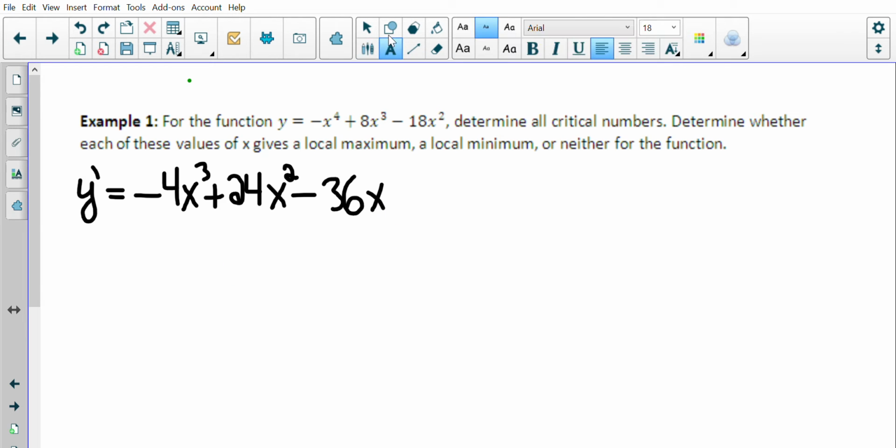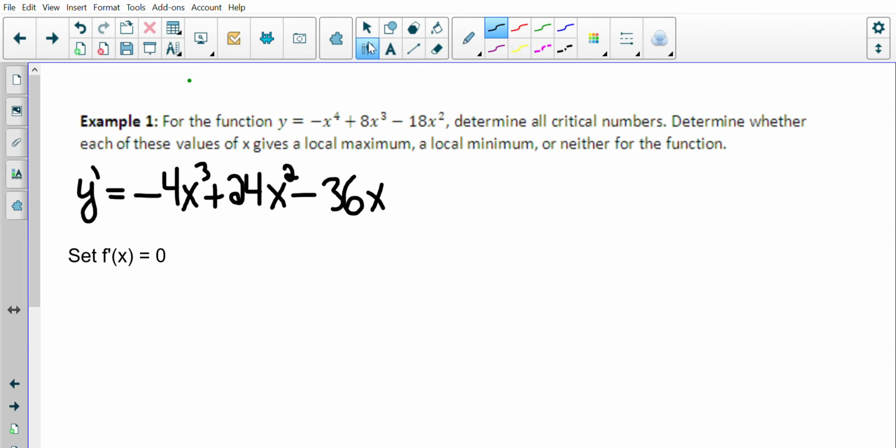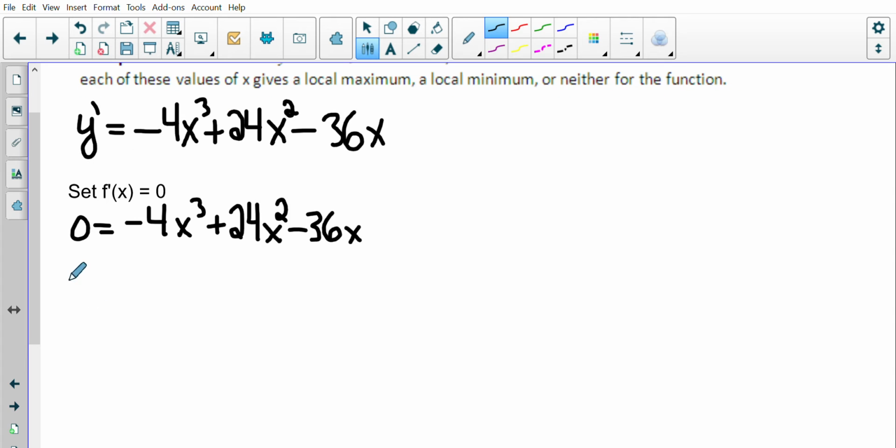All right, so now again, the next step for finding critical numbers is I'm going to set my derivative equal to 0. So I've got 0 is equal to negative 4x cubed plus 24x squared minus 36. Now I'm seeing some common factors here, so I'm going to at least try to factor this function so I can get some values.